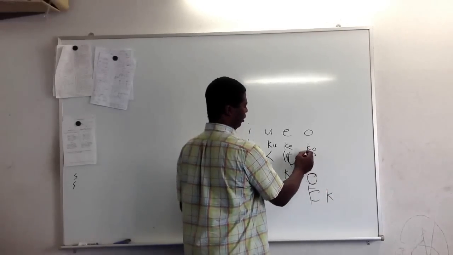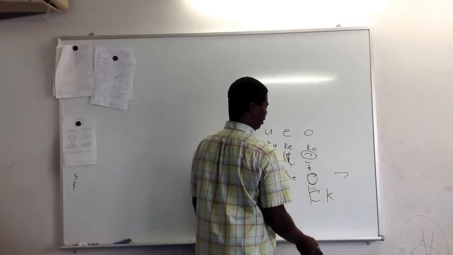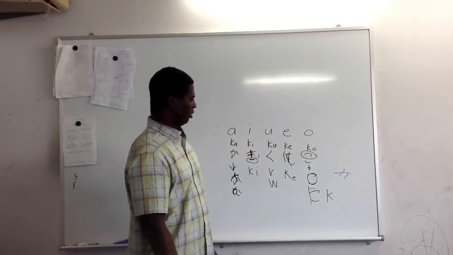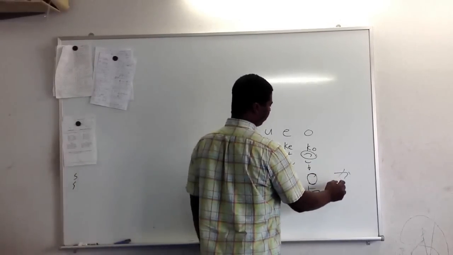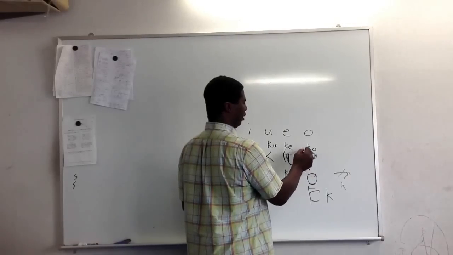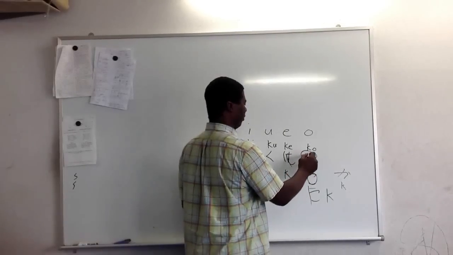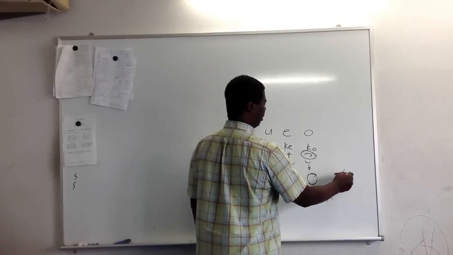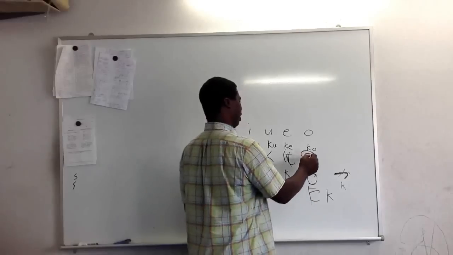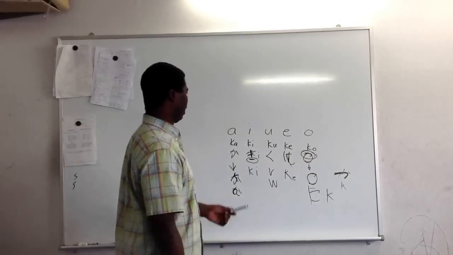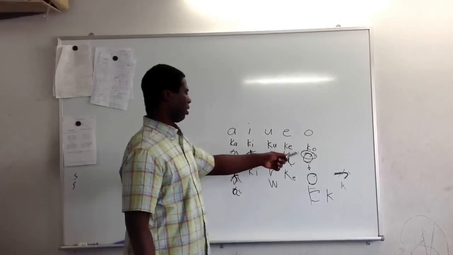Or I took this section here and said, hey, that looks like the car. So I used it as the K. So basically, I saw the car in this because of the car here, there. And then you have the O, so it's ko. So that's how I remembered it. So it was ka, ki, ku, ke, ko.